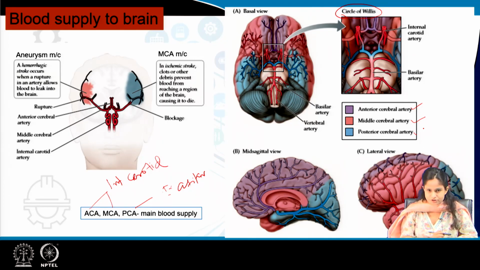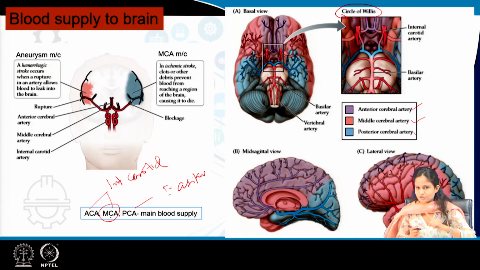Then we have ischemic stroke. Ischemic stroke means whenever any artery gets blocked due to any reason, the blood is not able to travel to a specific region. So that particular tissue of the brain dies. So that is ischemic stroke. In ischemic stroke, the main artery which gets involved is middle cerebral artery over here. So in case of aneurysm or hemorrhagic stroke, it is the posterior communicating artery. In case of ischemic stroke, it is the middle cerebral artery.